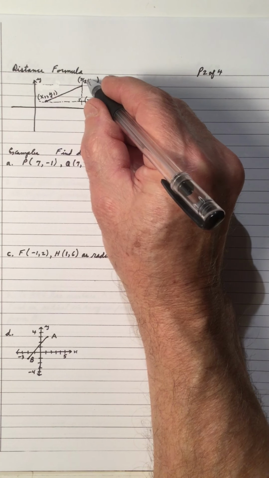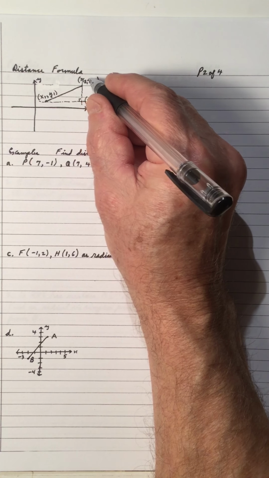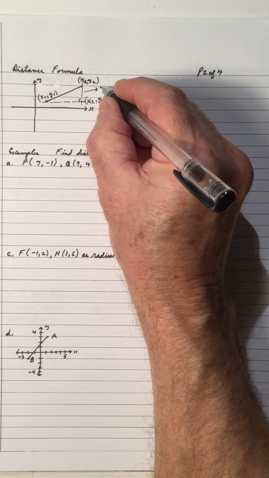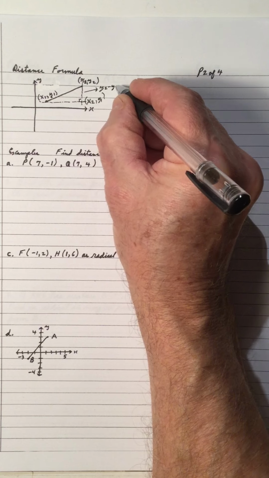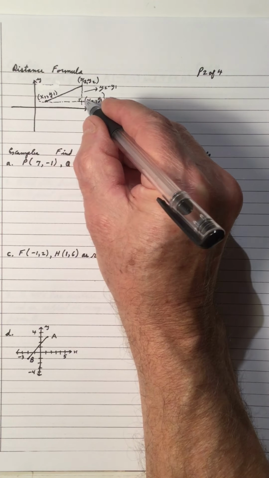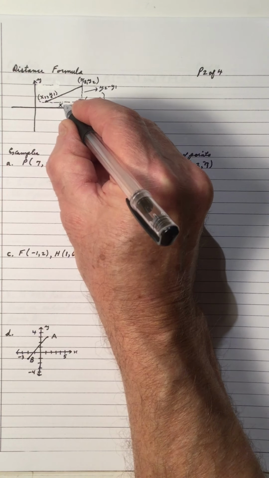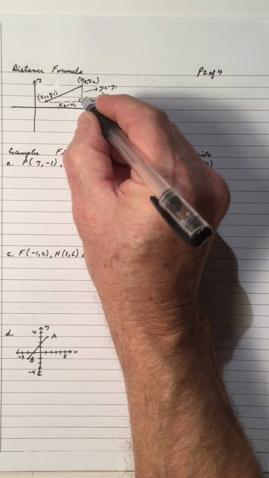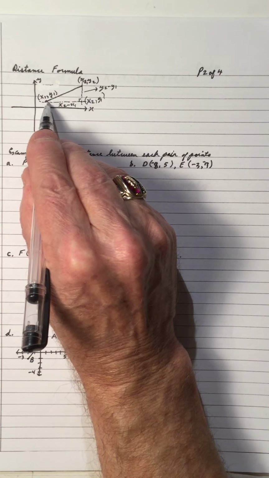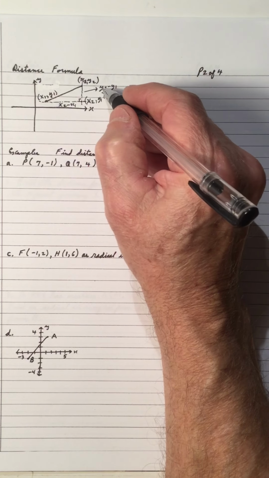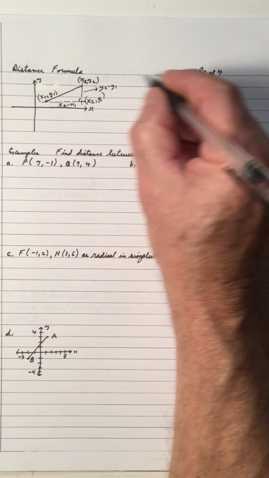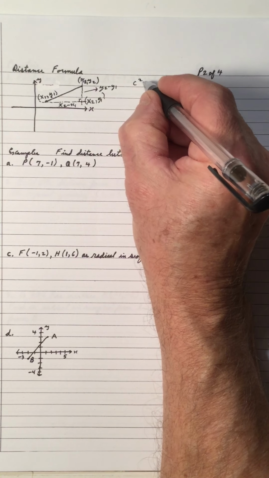That means that the difference here is between y2, so that difference right there is y2 minus y1. And this difference right here is between the x's, which is x2 minus x1. So notice we're subtracting the x's, x2 minus x1, and we're subtracting the y's, y2 minus y1. As a result, we've created a right triangle, so we have the Pythagorean property.